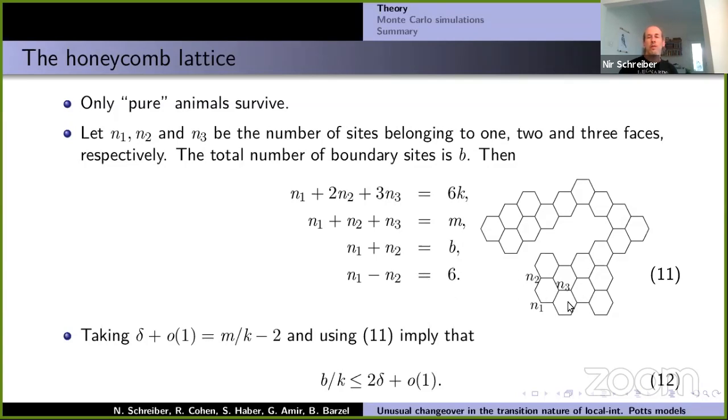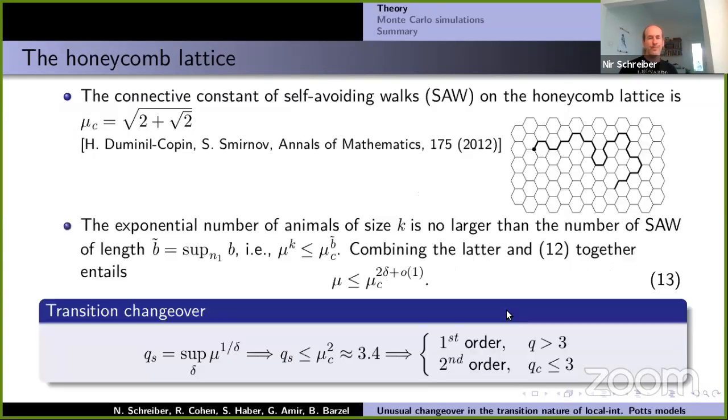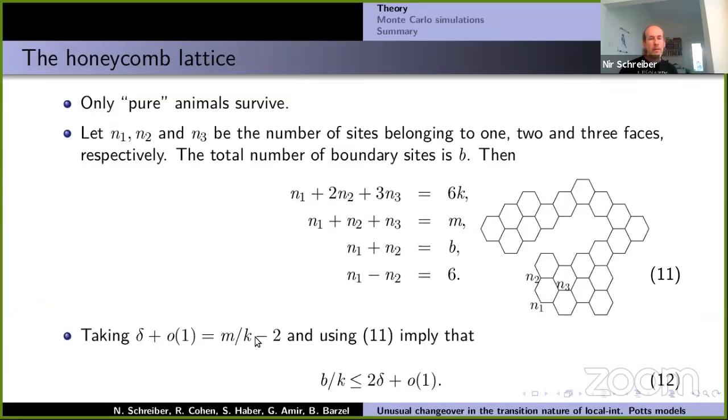And the last equation follows from the fact that if you travel along the perimeter, then each time you cross an N1 type site, you gain a curvature of pi/3. And each time you cross an N2 type site, you lose a curvature of pi/3. And of course, the total curvature is 2 pi. And then you have that N1 minus N2 is equal to 6.